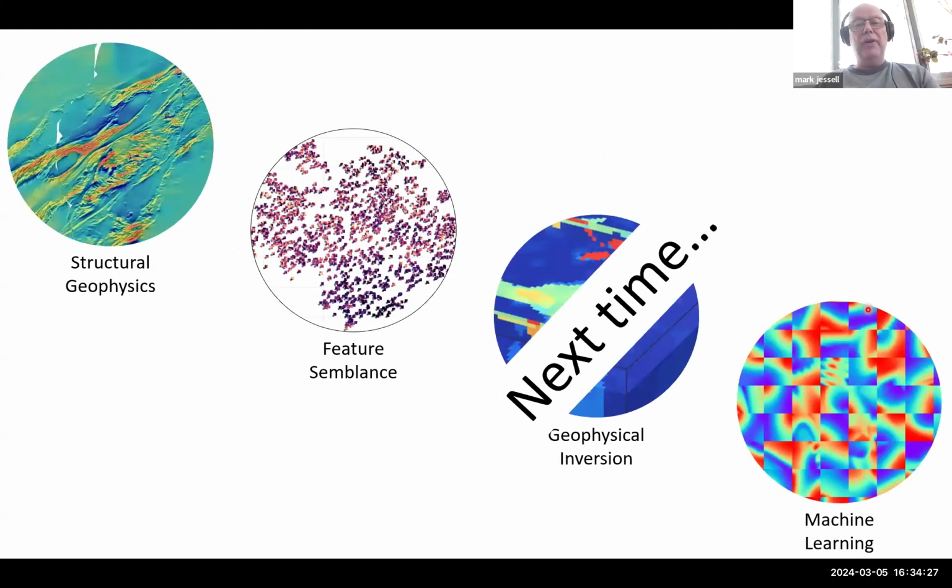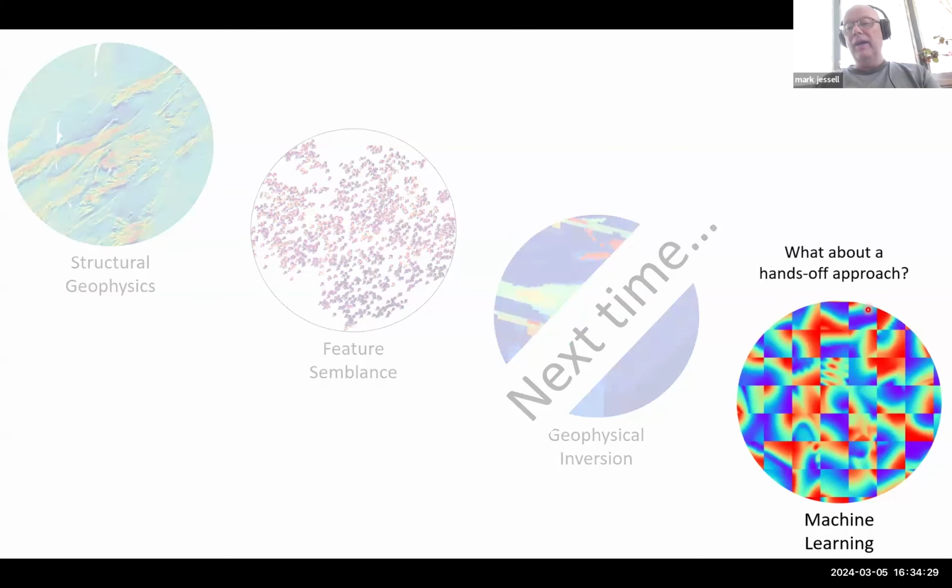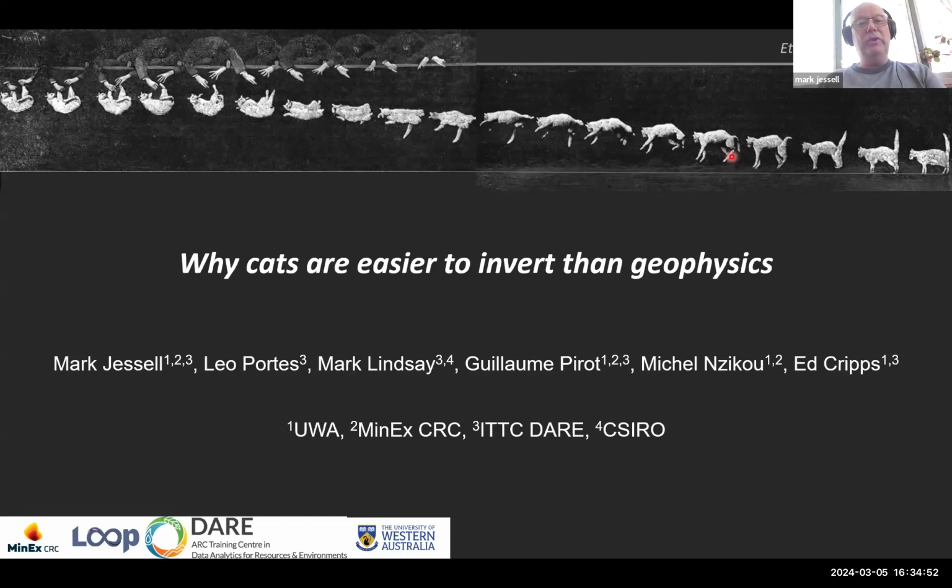So we'll move on now and we'll go to the final one. And in DARE, it would be kind of a shame if we weren't trying to apply a direct machine learning approach to understanding 3D geology. And this is some work that actually started before DARE, but has been continuing now that DARE is going. And it's answering that question that I know has been haunting many of you, which is why cats are easier to invert than geophysics.